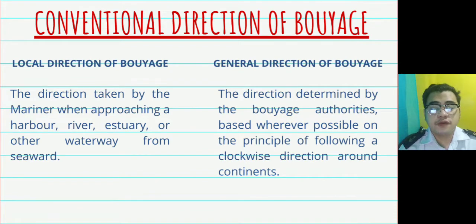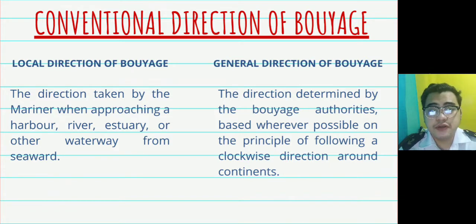Conventional direction of Bouyage. The conventional direction of Bouyage is defined in one of two ways. The first one is the local direction of Bouyage: the direction taken by the mariner when approaching a harbor, river, estuary, or other waterway from seaward. That is local direction of Bouyage.